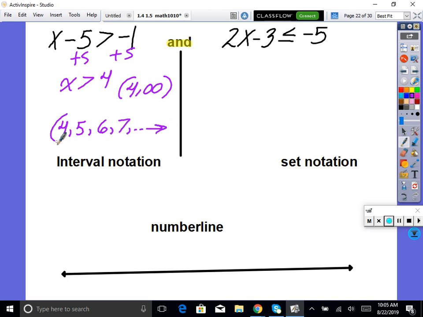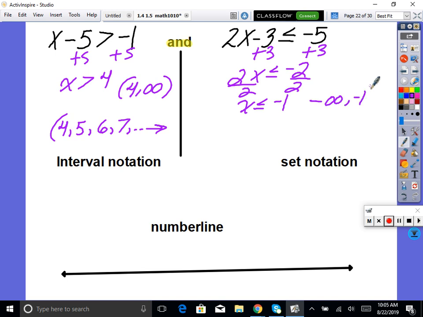Solving this one, we add 3 to get 2x is less than or equal to -2, divide by 2. X value is less than or equal to -1. Well, that's going to -infinity. -infinity up to -1, bracket, parenthesis. Now, what does that look like? Well, -1 is the top end. So then that would be -2, -3, -4, that way forever.